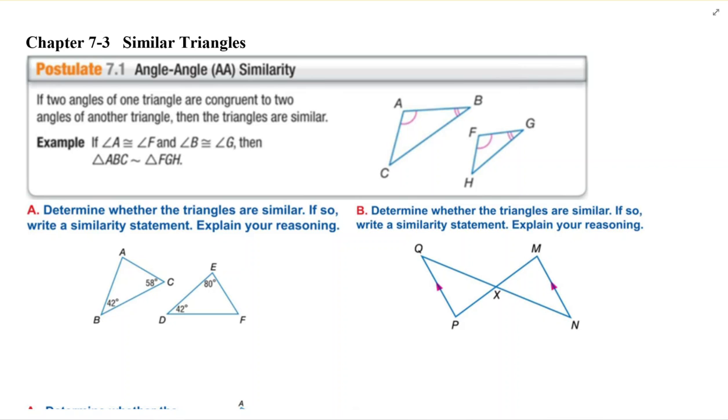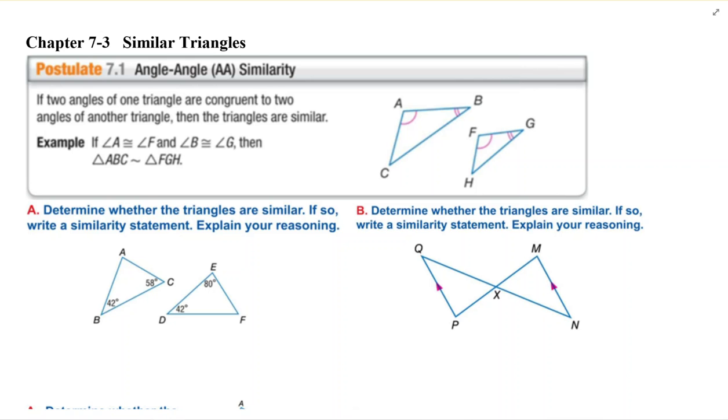Chapter 7.3 covers similar triangles. In a previous chapter, we covered congruent triangles and it had shortcuts to prove that they were congruent. In this chapter, we also have shortcuts to prove that two triangles are similar. Remember, for two triangles to be similar, corresponding angles had to be congruent and corresponding sides had to be in the same proportion.